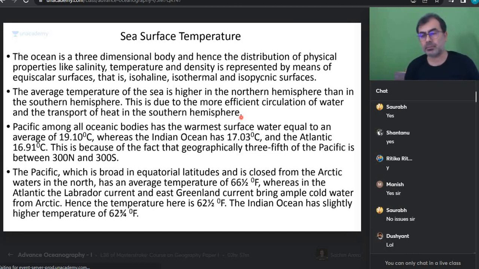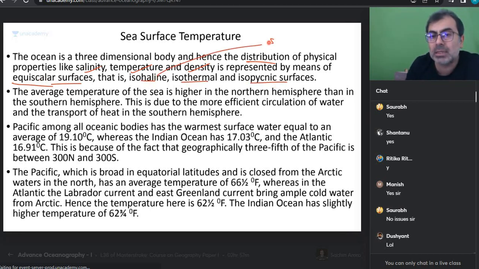Sea surface temperature. Ocean is a 3D body, has distribution of physical properties like salinity, temperature, density. Is represented by equiscalar surfaces. सर equiscalar क्या होता है? Isohaline, isothermal, isopycnic. Salinity की लाइन को क्या बोलते हैं? Same salinity is isohaline. Same temperature, isotherm, and same density, isopycnic.